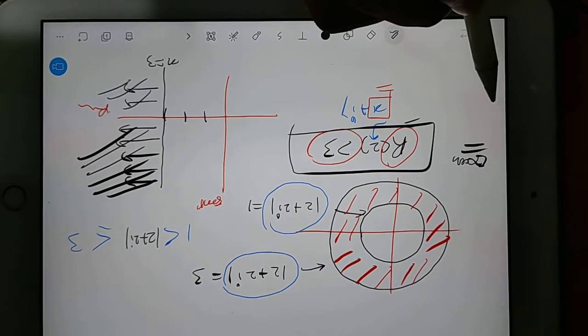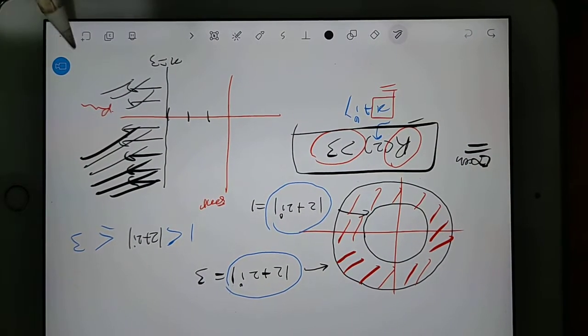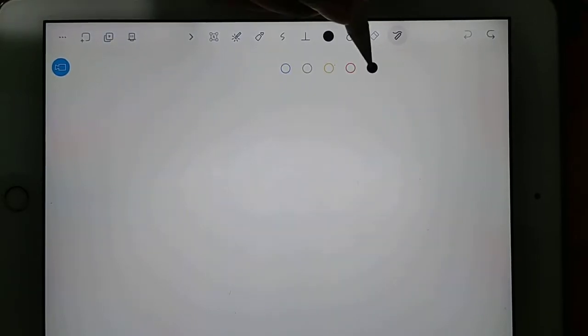I'm changing the page now. Take one more example.